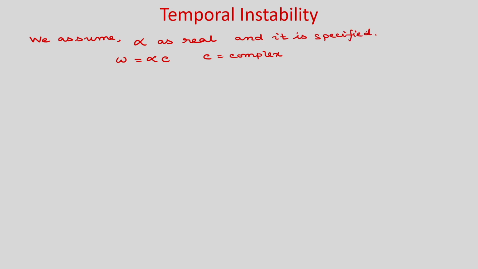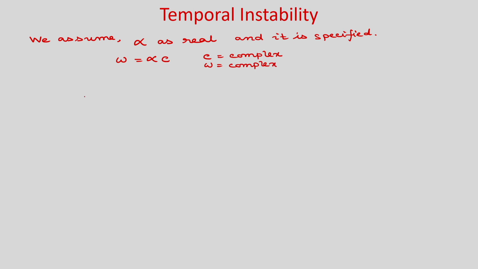Okay. So, you can see that in order to find the eigenfunctions v and the complex wave speed c as the eigenvalue, this alpha has to be specified. So, we are assuming alpha is real and omega is complex. As alpha is real, c has to be complex. So, as omega is complex and alpha is real, c has to be complex.